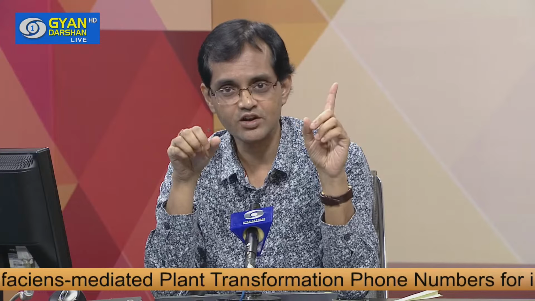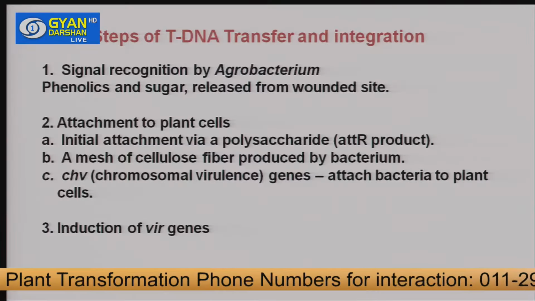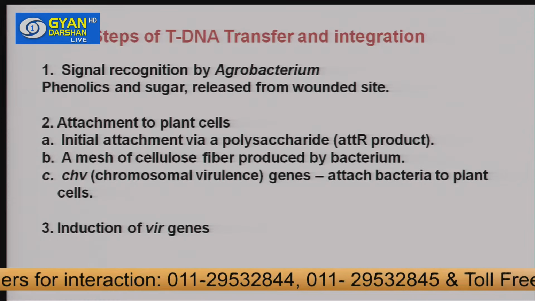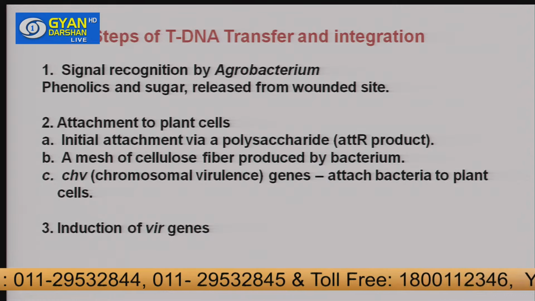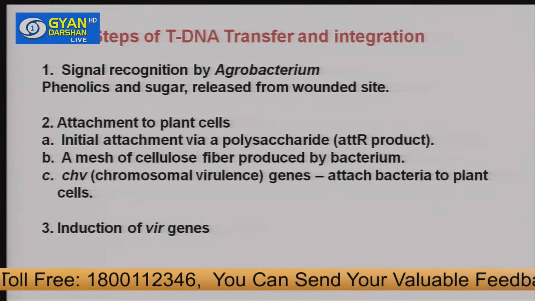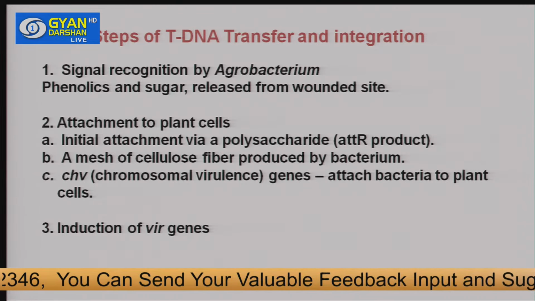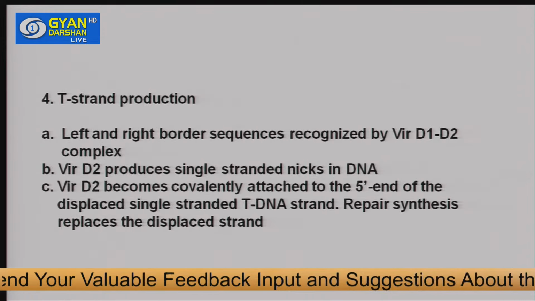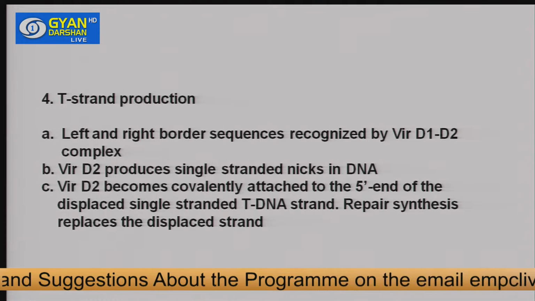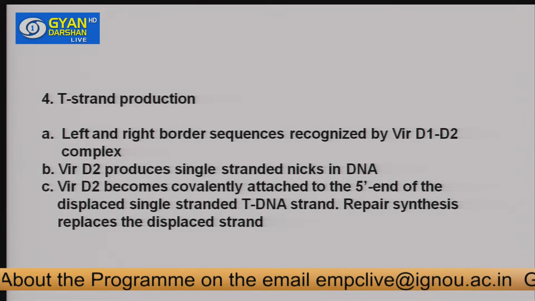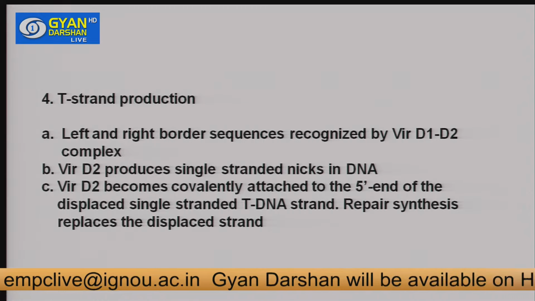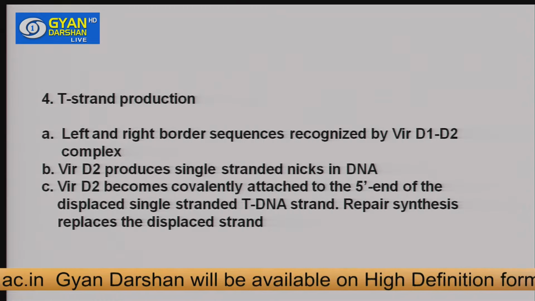Number 1, there is signal recognition by the Agrobacterium: certain chemicals are released from the wounded site, which are recognized by Agrobacterium. Then it attaches to the plant cells. We have already seen attachment via polysaccharides; cellulosic fibers are there to which the Agrobacterium cells attach. Then there is induction of the virulence genes in response to chemical molecules like acetosyringone or alpha hydroxyacetosyringone, released from the wounded site. There will be Vir gene triggering, then T strand production, then the left border and right border sequences will be recognized.